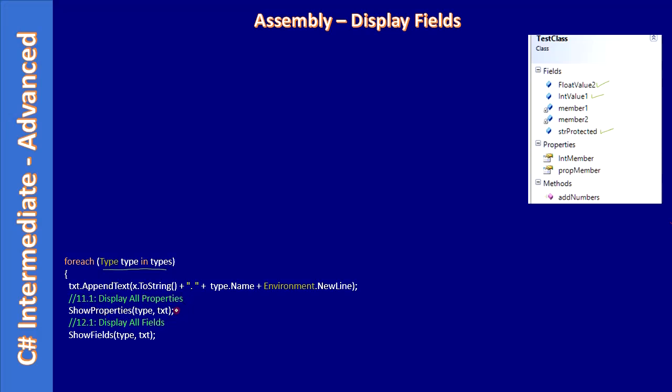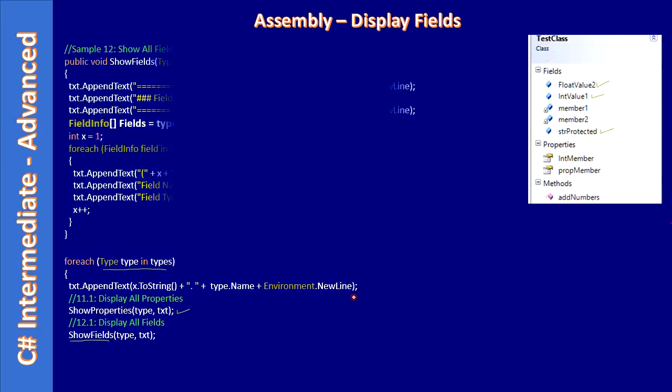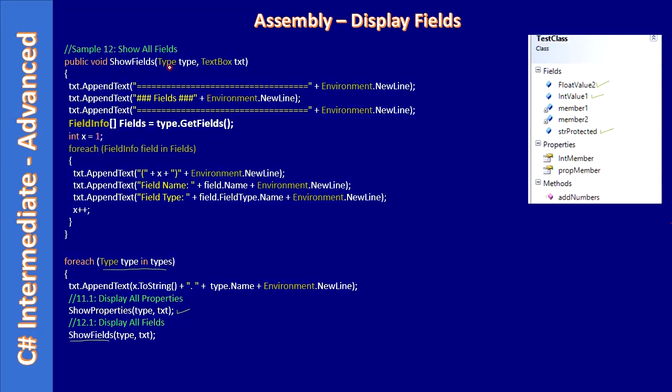In the previous video we wrote a function show properties, and when a type is given for a given type we know how to retrieve all the properties. Now we will write one more function show fields, and this show fields will retrieve all the fields exposed by the type. Here type will be the test class, and if you see the functionality will be similar.